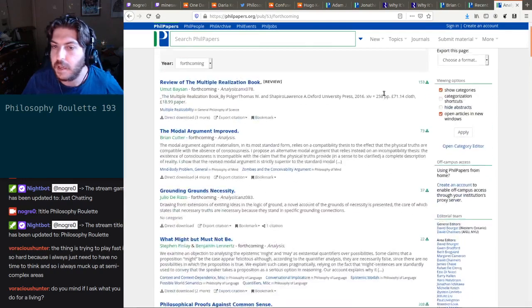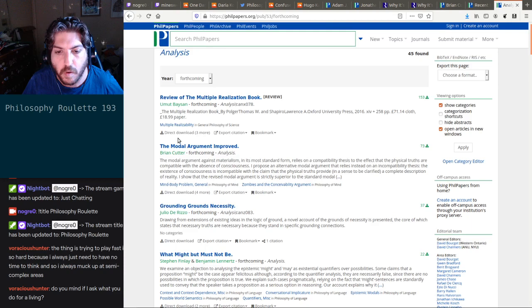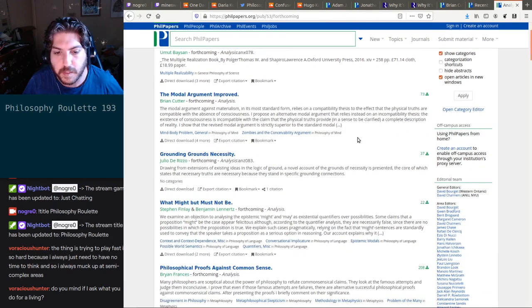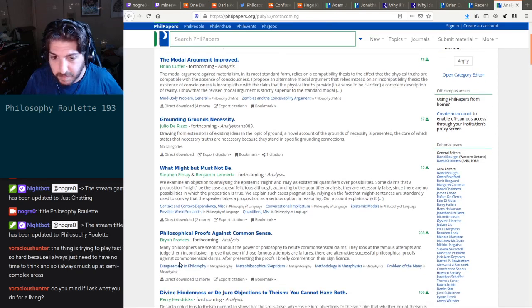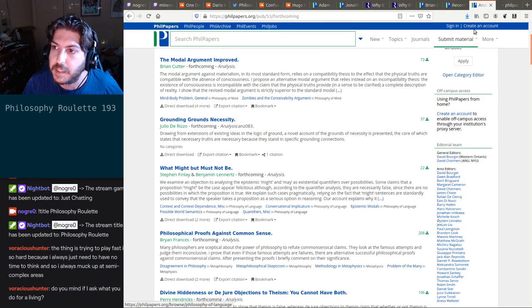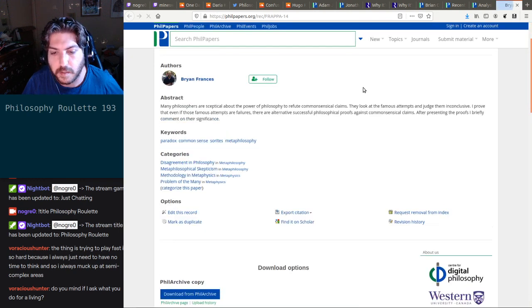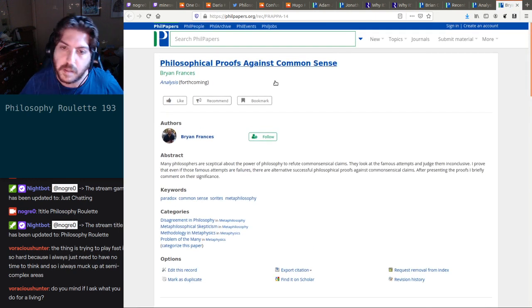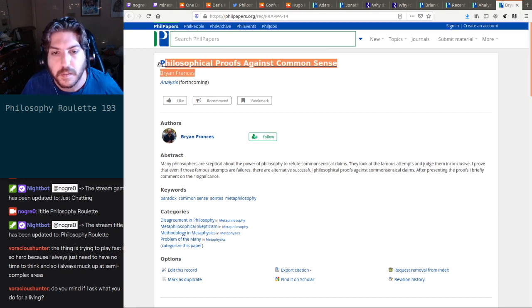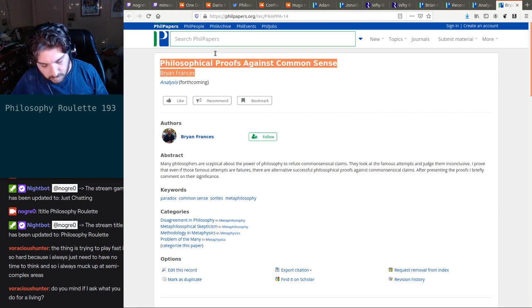And we had just done this modal argument improved right here. Since we were looking at the analysis page, we might as well go down a little bit. I was looking at this: philosophical proofs against common sense. I always like common sense philosophy, so let's see what it is. I know it was here, so this is what we're going to do for the second paper of the day. Philosophical proofs against common sense.